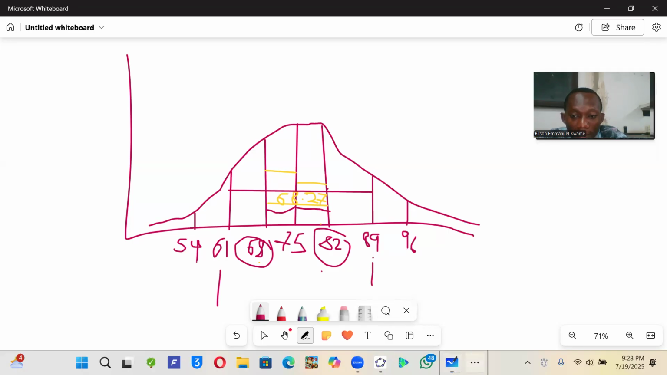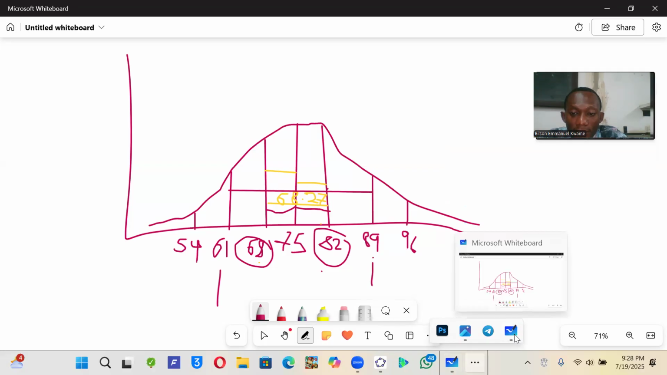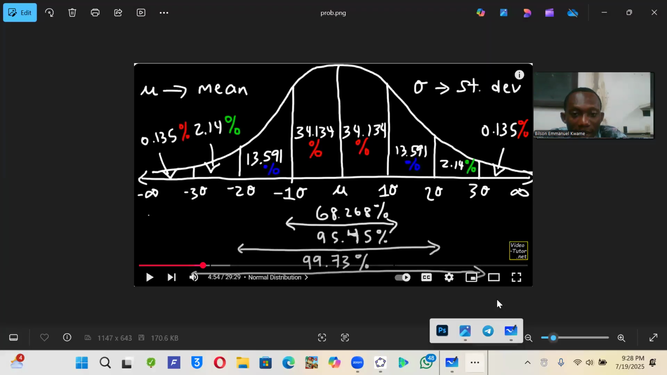It is just going to be 95, right? So let me show you this picture. When we come here, it is just going to be 95.45. That is from negative 2 to 2. That is the next one. 2 steps from the mean, 1, 2. The distance between 2 steps from the mean, another 1, 2. So that is the distance between negative 2 theta and 2 theta. That is going to be 95.45. Do you get it?